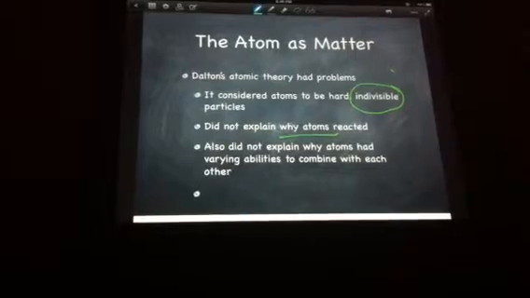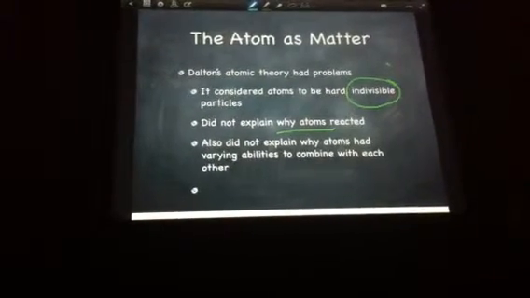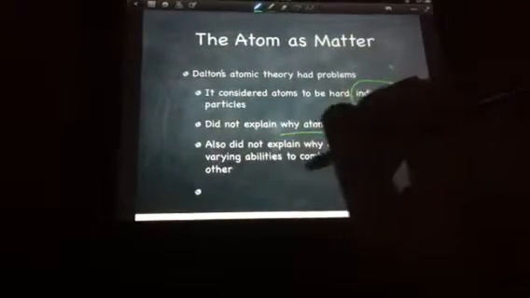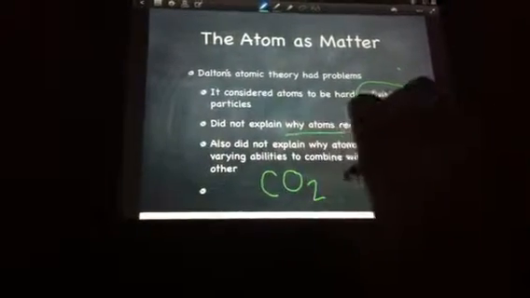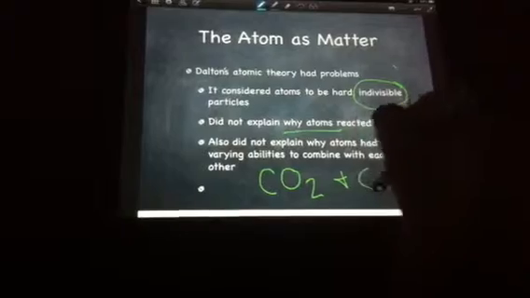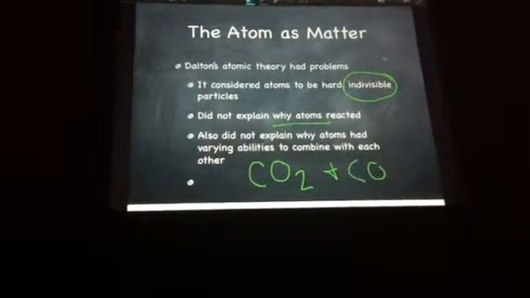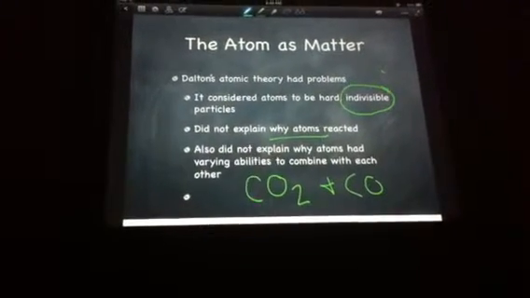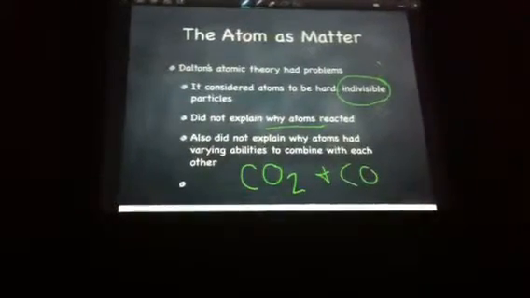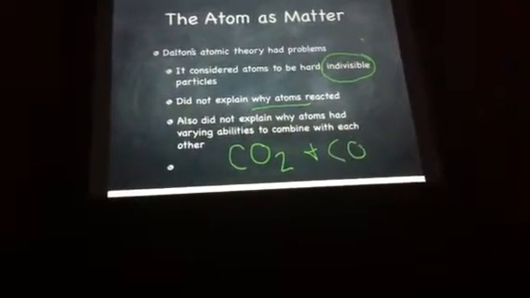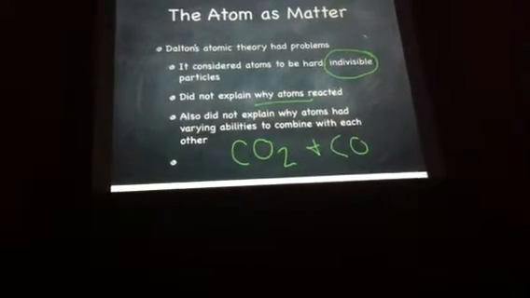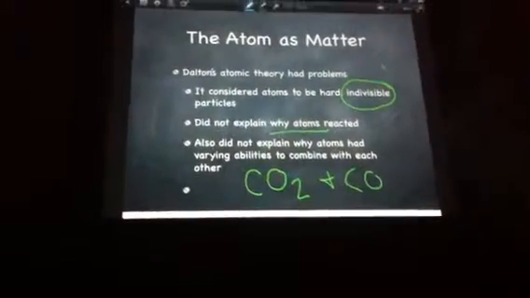It also did not explain why atoms had varying abilities to combine with each other. So it couldn't explain why you had CO2, carbon dioxide, and also CO, carbon monoxide. Because once again, if it was indivisible, then you couldn't do that. And since you did not know about the protons, neutrons, electrons, you couldn't explain why they were bonding.